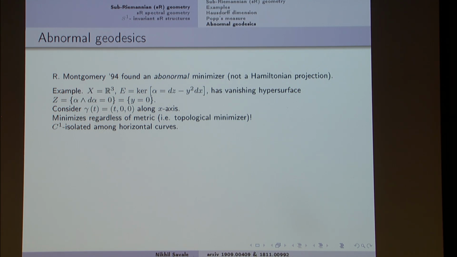Indeed, you should ask yourself, how can this thing be minimizing without solving a variational equation? If you write down a variational equation, shouldn't it be some sort of Hamiltonian condition? The answer is that this curve is C1 isolated among horizontal curves. In other words, there are no horizontal variations of this curve. So it's hard to write down a variational equation if you cannot find a variation.